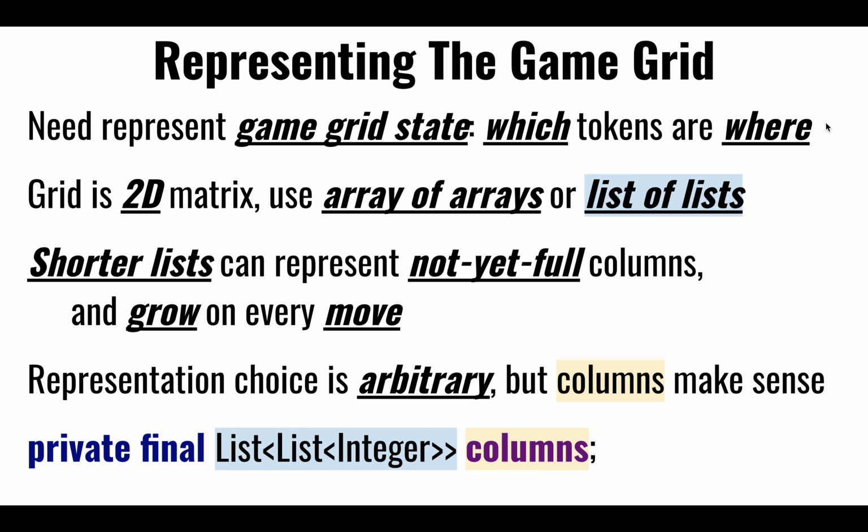A list of lists seems to be the better option, since we can use one of the indices to iterate over the columns, and then we can use the second index to iterate over the rows. And it's easier if we have columns containing rows, so that we can easily look at the length of a particular column and very quickly determine whether it's already full. Just by looking at the length, we can say, ooh, this column is full. I can't move into that column.